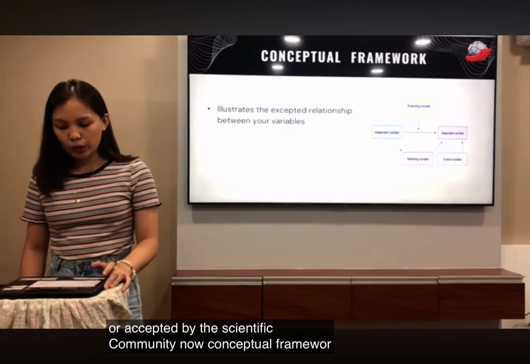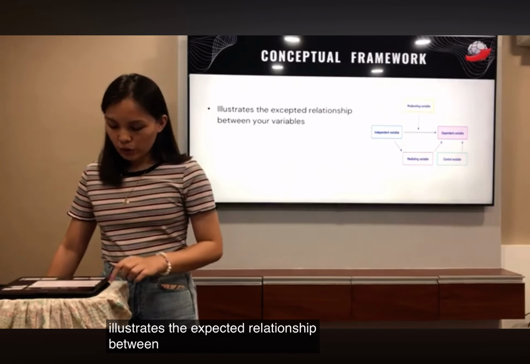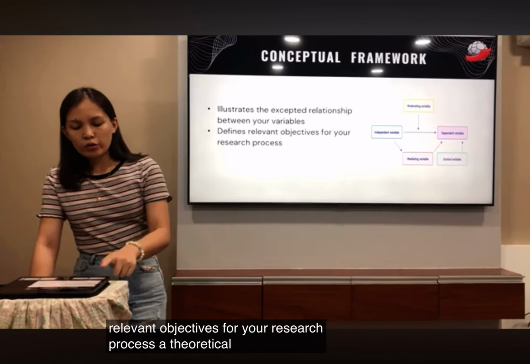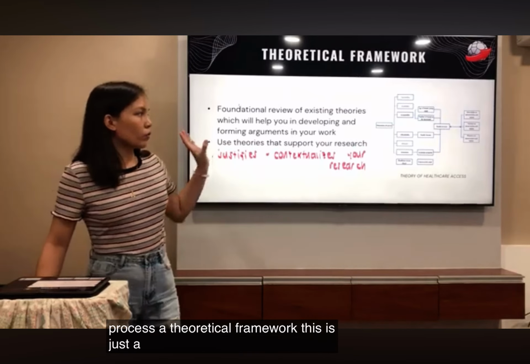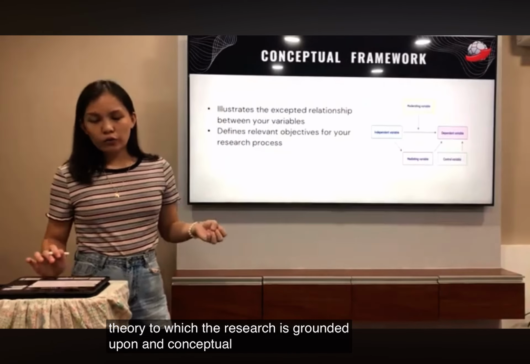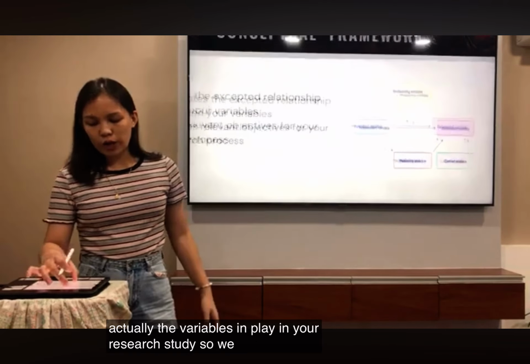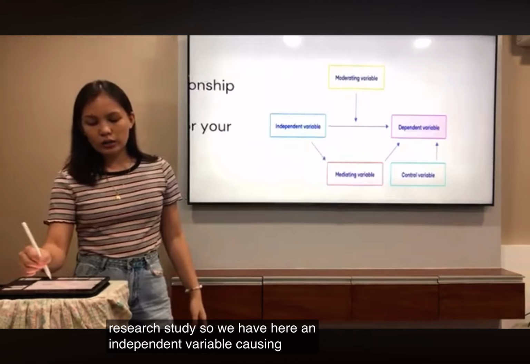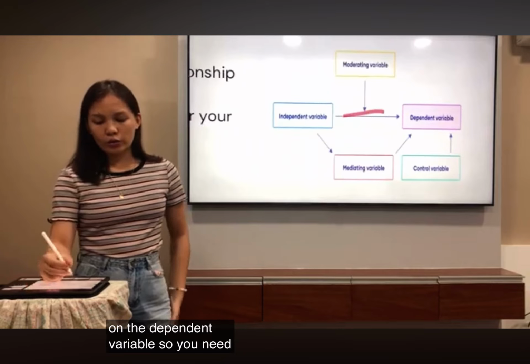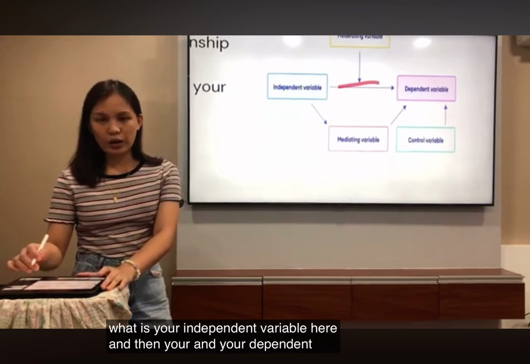Now, conceptual framework. Conceptual framework, on the other hand, illustrates the expected relationship between your variables and it defines relevant objectives for your research process. A theoretical framework is just a framework or a chart about a theory to which the research is grounded upon. And conceptual framework, these are actually the variables in play in your research study. So we have here an independent variable causing an effect on a dependent variable. So you need to specify what is your independent variable here, and then your dependent variable.